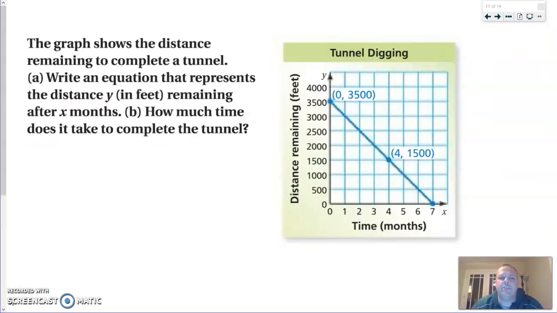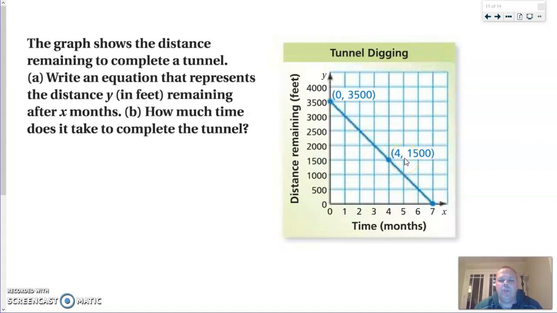This graph shows the distance remaining to complete a tunnel. Write an equation that represents the distance y in feet remaining after x months. How much time does it take to complete the tunnel? So you can see right here that when they started at no months, there were 3,500 feet remaining on that tunnel. In 4 months, they still had 1,500 feet left.